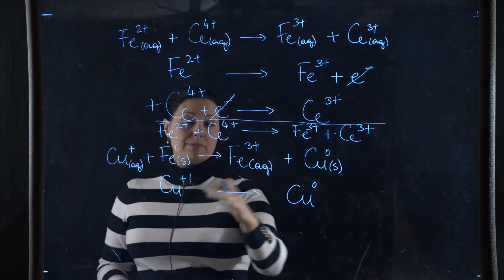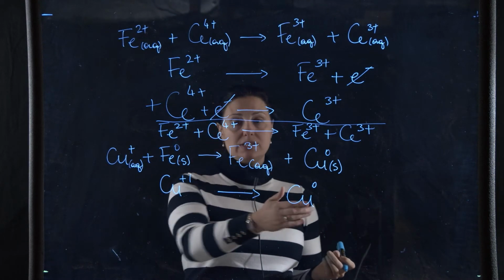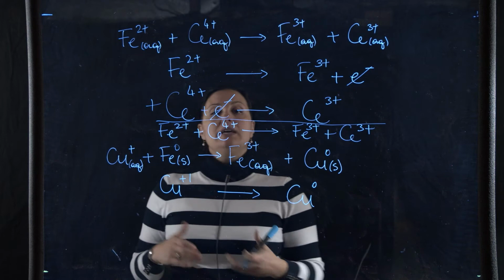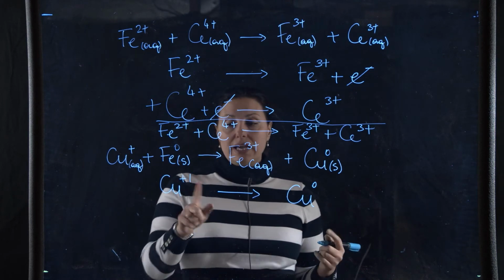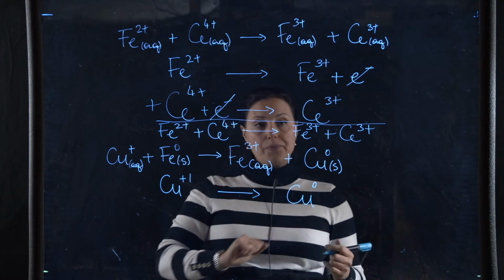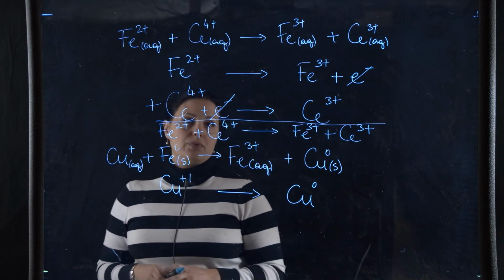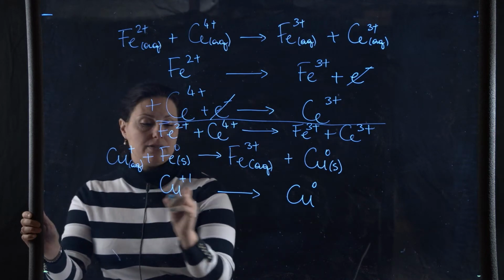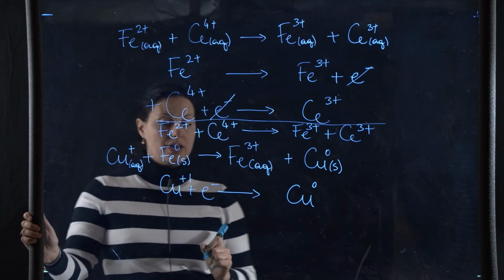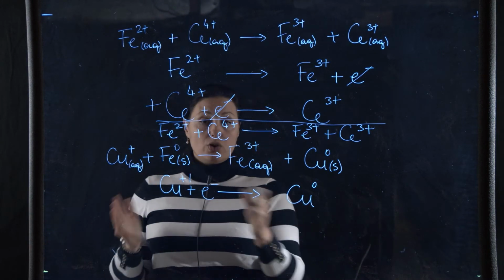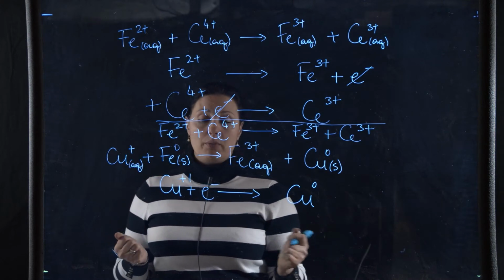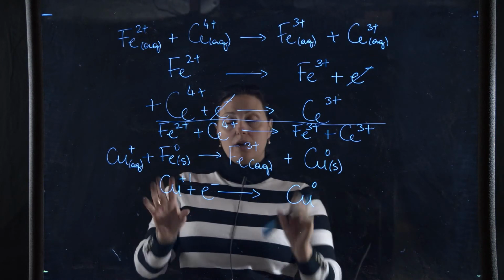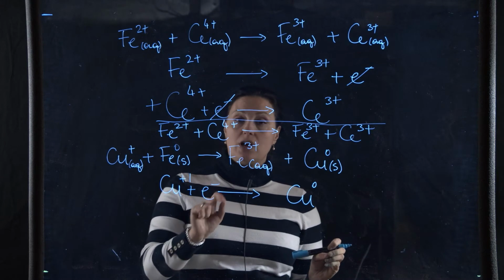Now my copper is becoming less positive, from a +1 to a 0. It's gaining electrons because it's becoming less positive. It's gaining negative charge. And it's only gaining one electron because it's going from a +1 to a 0. And we said when you gain electrons, they appear on the reactant side. So if I write plus an electron over here, I have to go back and make sure that my charges are equal on both sides. Here I have a 0, here I have a minus 1 plus a 1. This gives me a charge of 0 on both sides, and I've written the electron in the correct spot.